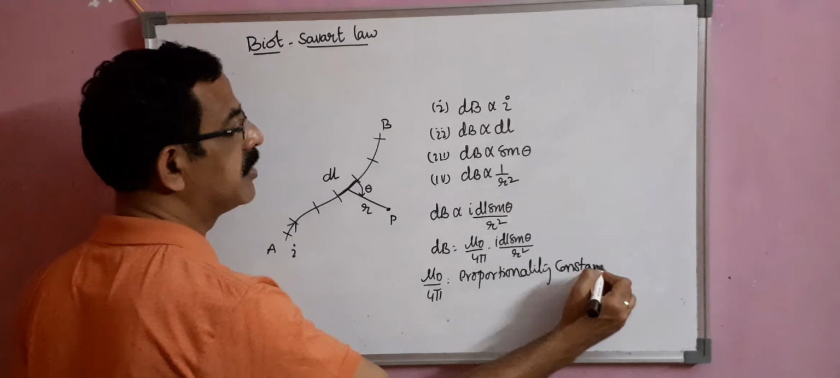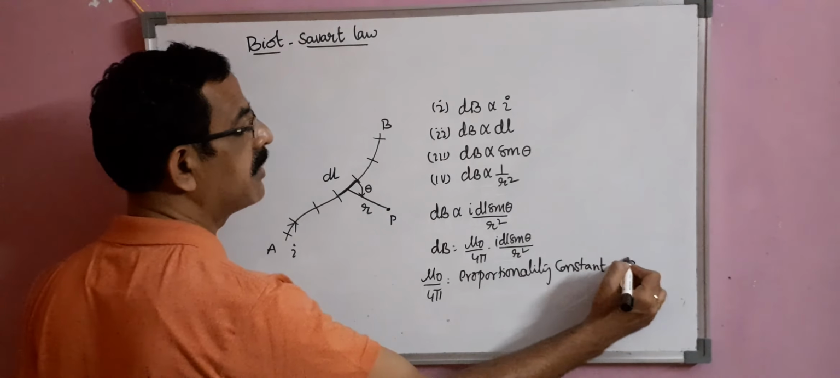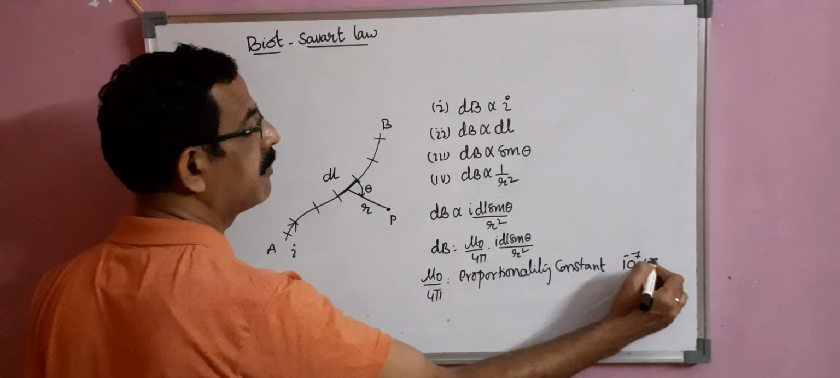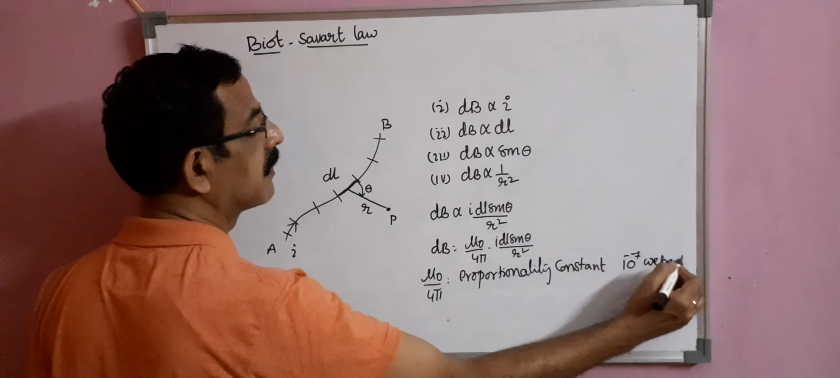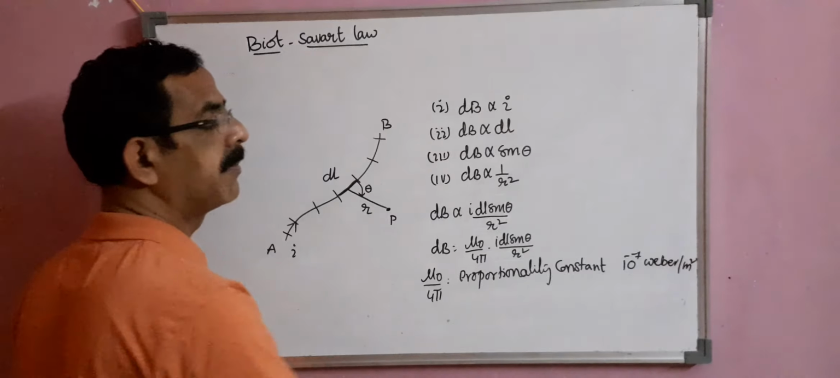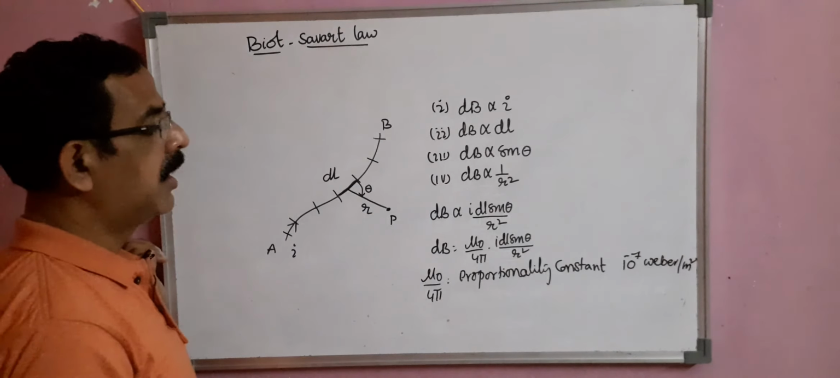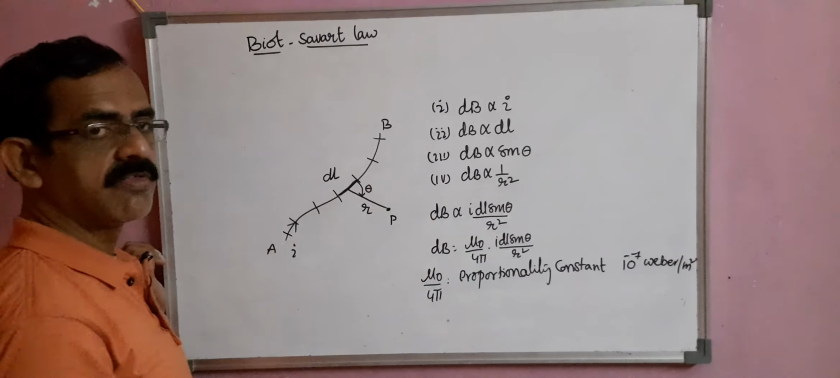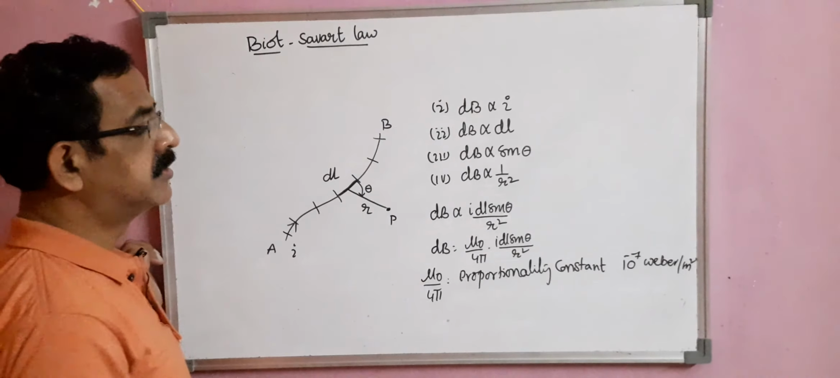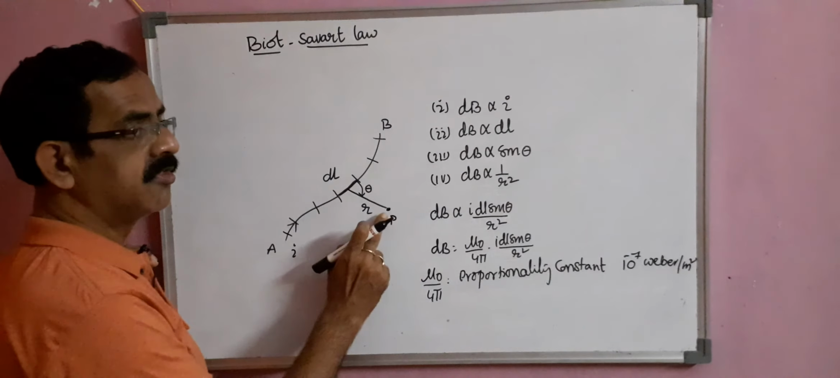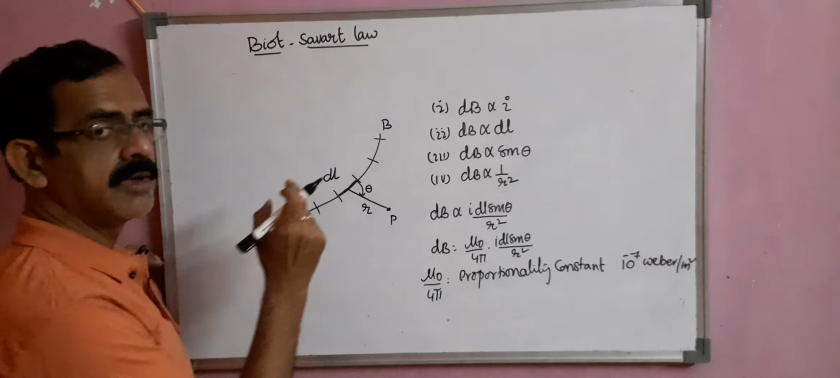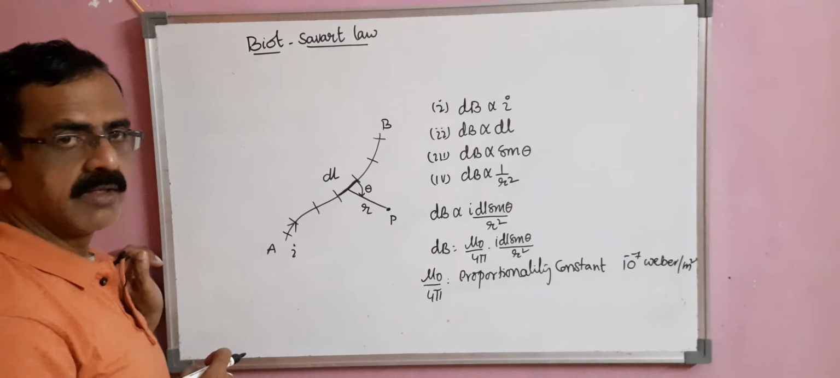Its value is 10 to the power of minus 7 Weber per meter square. Now this is nothing but Biot-Savart's law. This is the magnetic field at this point P due to this element of length dl.